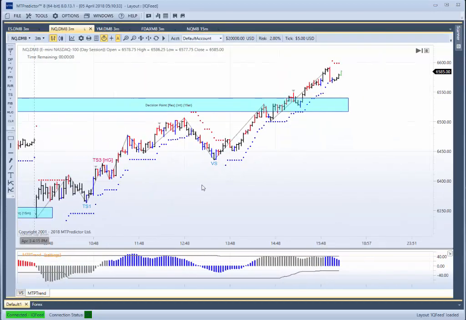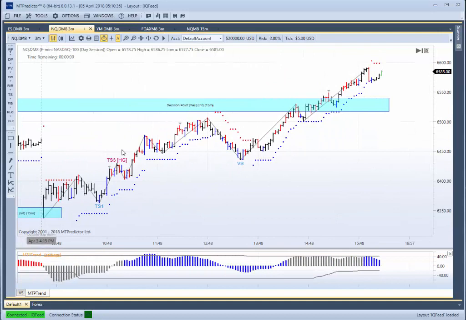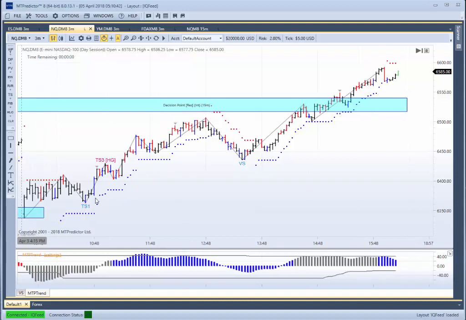So what happened a bit later in the day? Well, obviously I've discussed this sell setup and how we wouldn't want to be taking sell setups. There's another one here, again against our blue MTP trend, and we hadn't reached this target. The market then rallied up here.